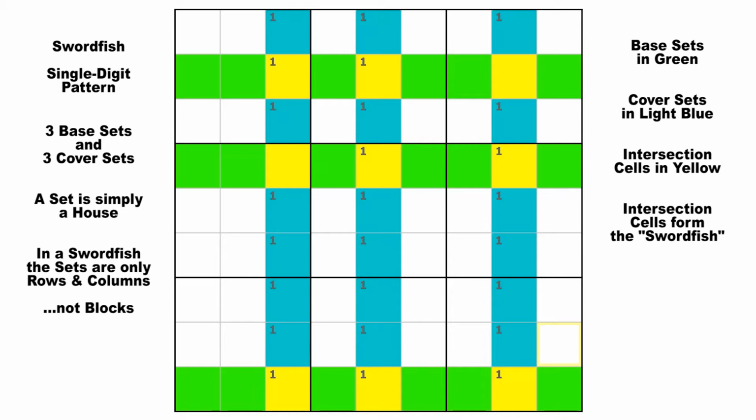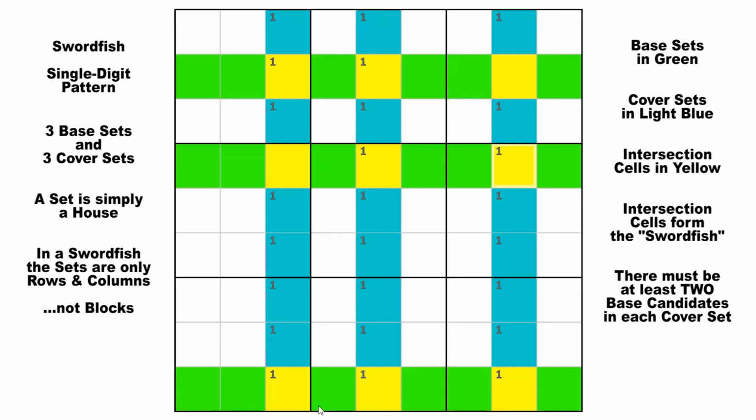In this diagram, the base sets are rows 2, 4, and 9 highlighted in green. And the cover sets are columns 3, 5, and 8 highlighted in light blue. Now there must be at least two base candidates in each cover set. Otherwise, it will be something else. It will either be an X-wing and a naked single, or simply a series of three naked singles, like this.